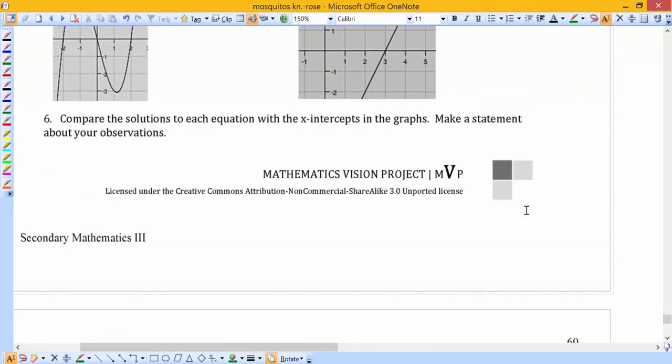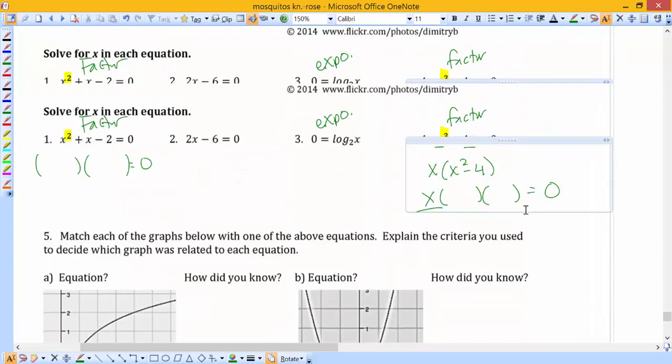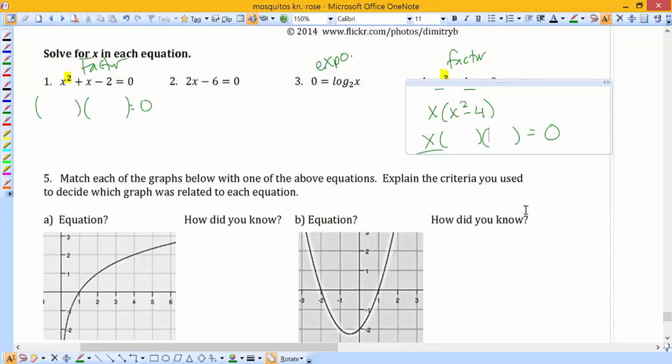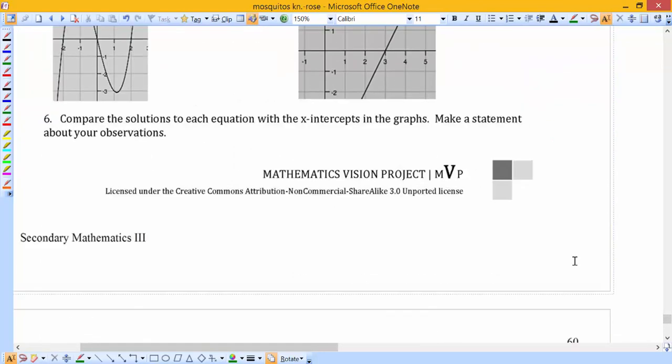Then compare the solutions to each equation with the x-intercepts in the graph. So that's also something with what you found here. When you're solving for x, guess what you're finding? The x-intercepts. So compare them. Where do you see them in the graph? Okay.